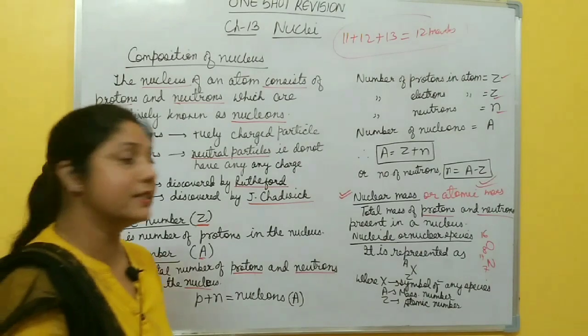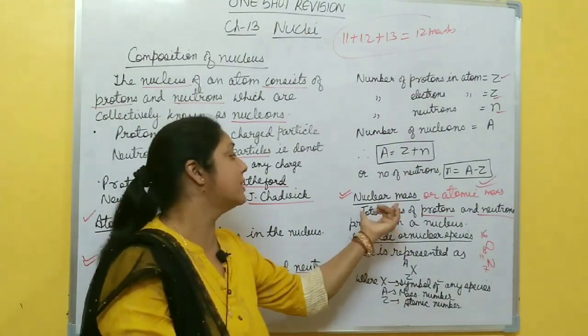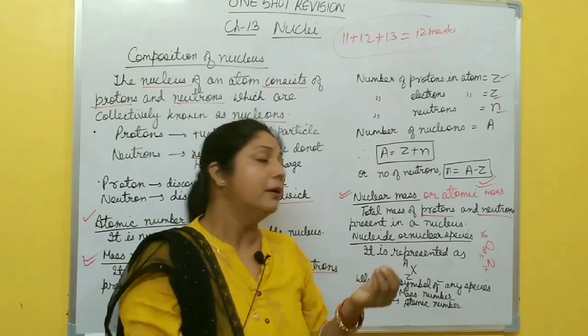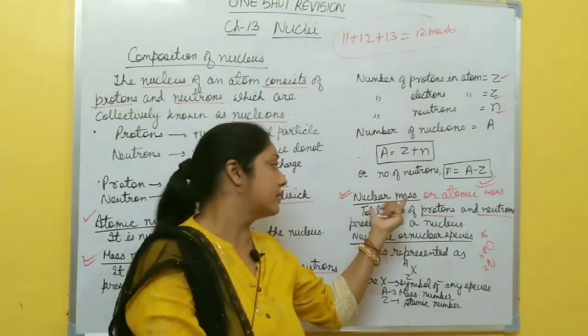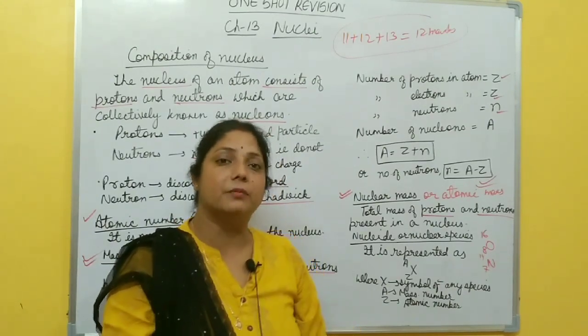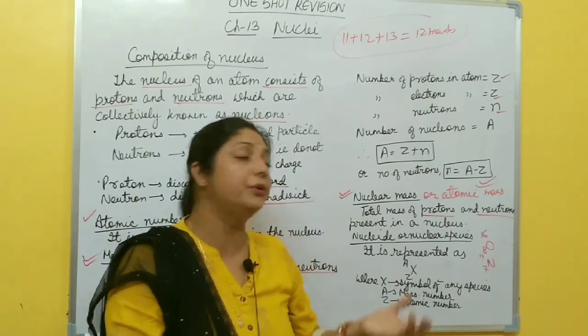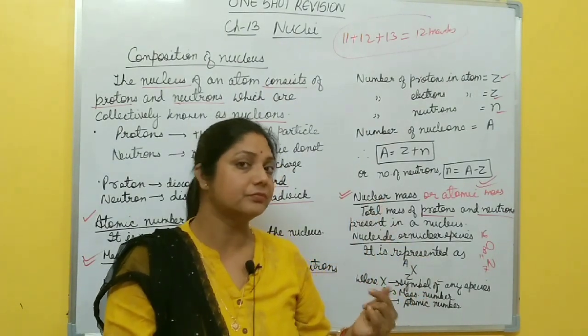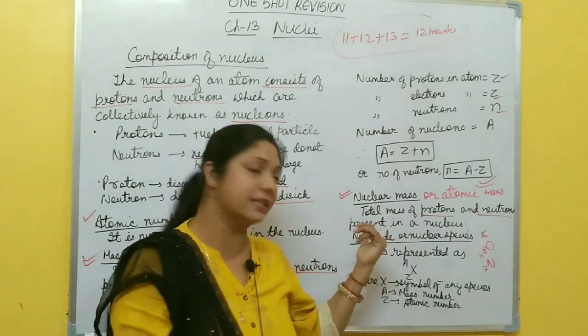After that we will discuss the unit of nuclear mass and atomic mass, because the SI unit of any mass is kg, but the mass of a nucleus or atom is very small. We can't measure it in kilogram. So there is another special unit to measure nuclear mass or atomic mass, that is called atomic mass unit. I will discuss this after this.